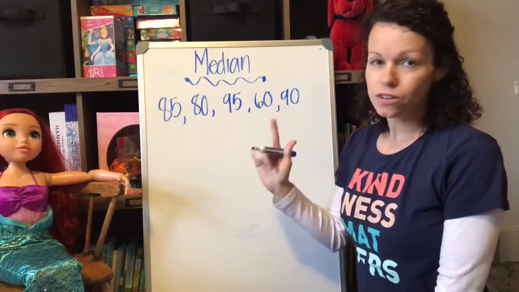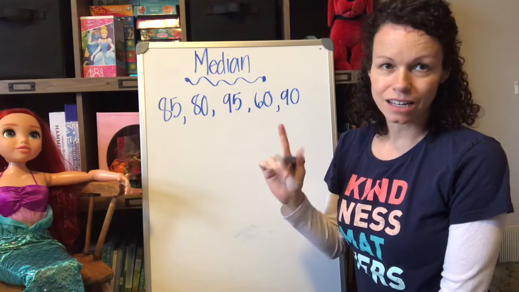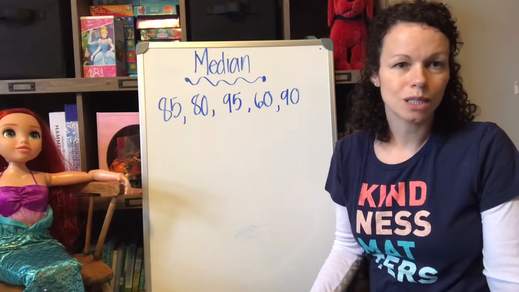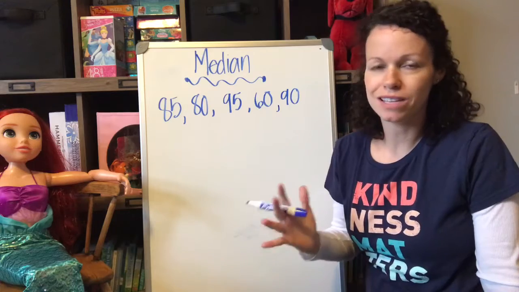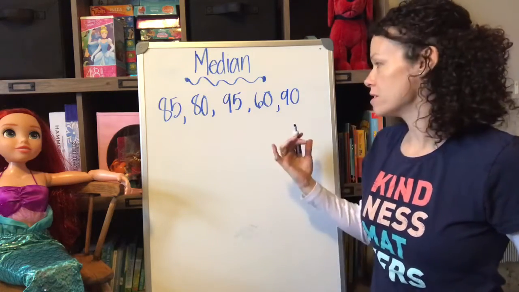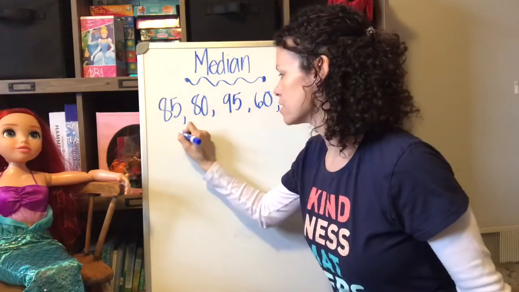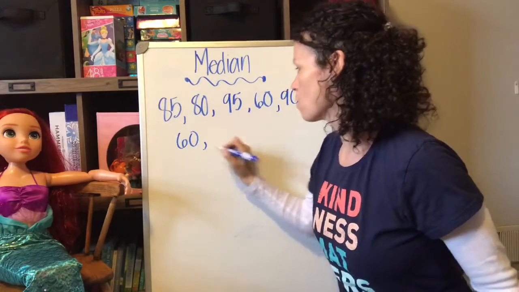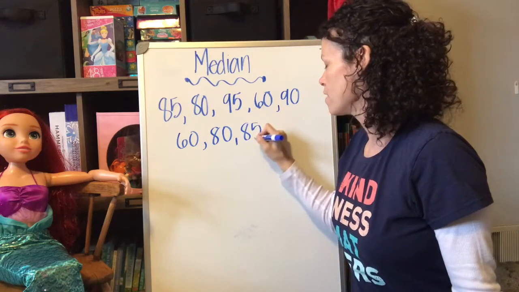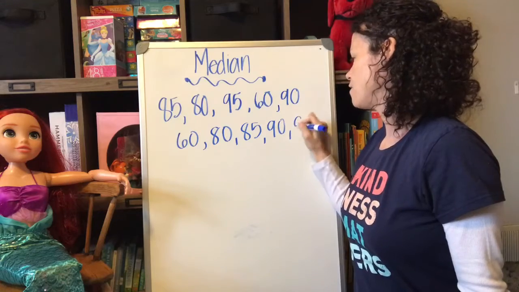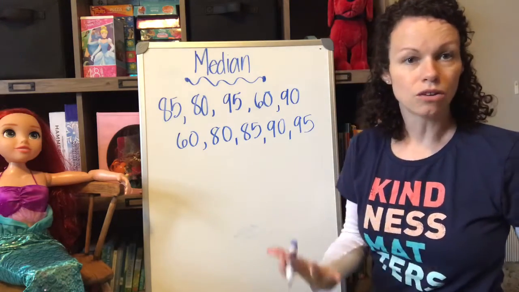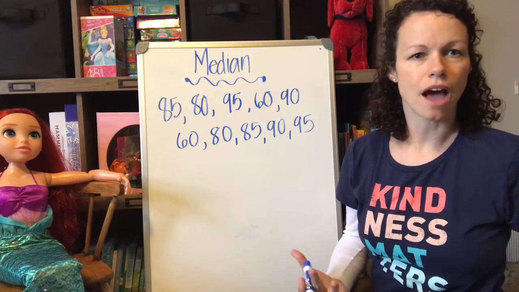So the first thing to remember with median, and the thing that people forget most often, is to put your numbers in order. Now it doesn't matter if you go least to greatest, greatest to least, that's your personal preference. I like to put least to greatest. So I'm going to start with 60 since that was the smallest, the lowest score. Then we have 80, 85, 90, and 95. So to find the median, we're going to look for what is the middle number in this set of data now that we have it in order.